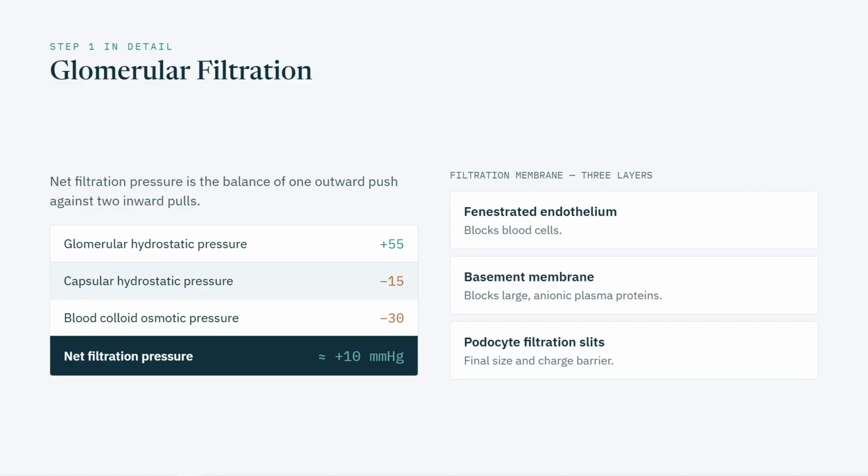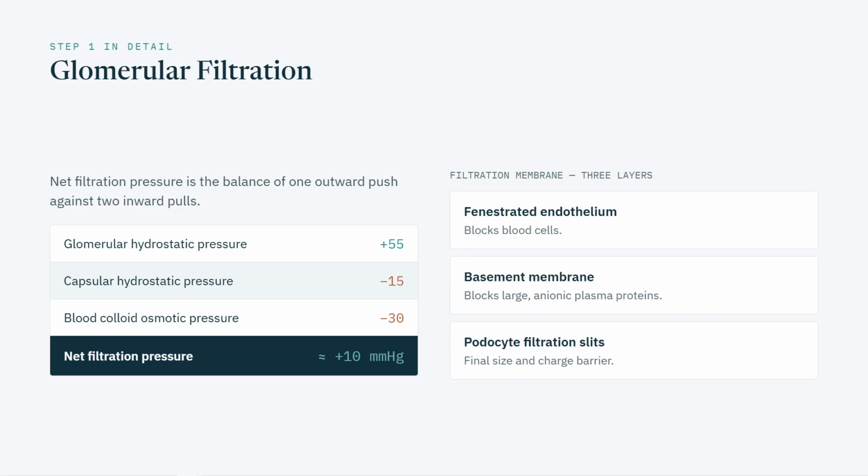Filtration is driven by a tug-of-war of pressures, what physiologists call Starling forces. Pushing fluid out of the capillary is glomerular hydrostatic pressure, about 55 millimeters of mercury, high, because of how the arterioles are arranged. Pushing back in are 2 forces, the fluid pressure already in the capsule, about 15, and the pull of plasma protein staying behind in the blood, about 30. Netted out, 55 minus 15 minus 30 gives a net filtration pressure of only about 10 millimeters of mercury.